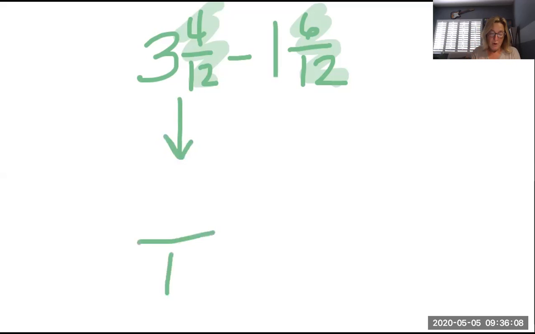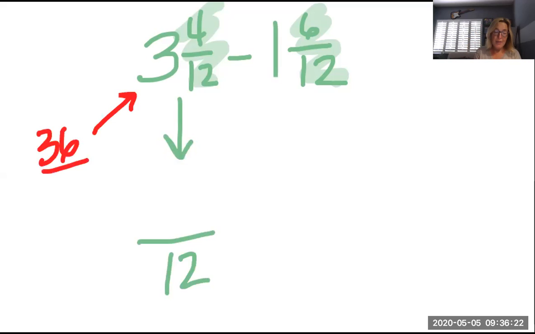3 and 4/12 would be, I want to make this all one fraction. And so our part size is 12ths. So there's 12/12 in 1, 24/12 in 2, 36/12 in 3. So I could replace this 3. This 3 is also the same as 36/12 because 36 divided by 12 is 3. Plus 4 more 12ths makes 40/12.